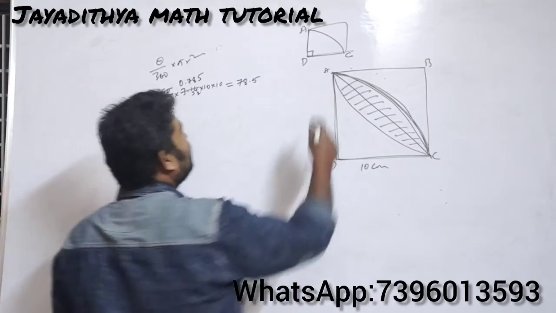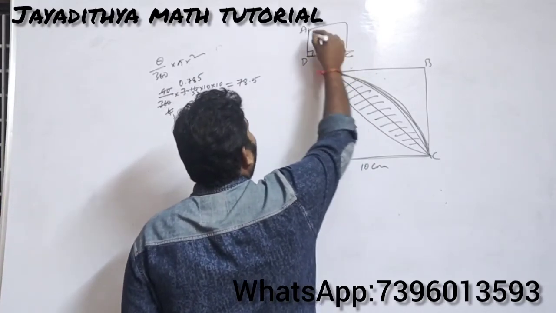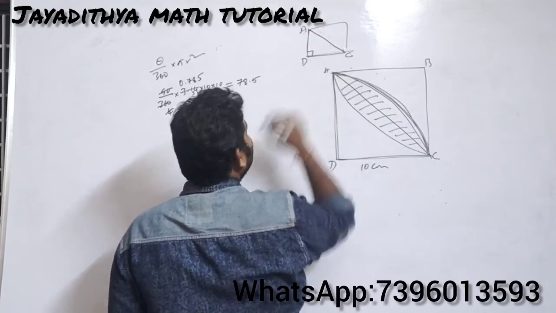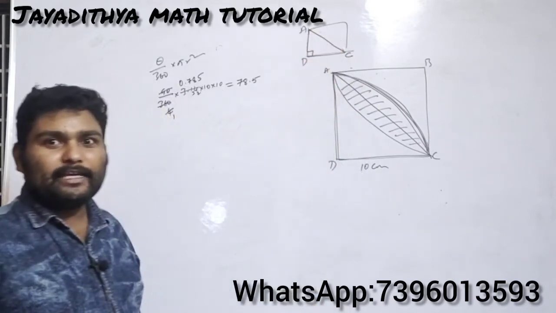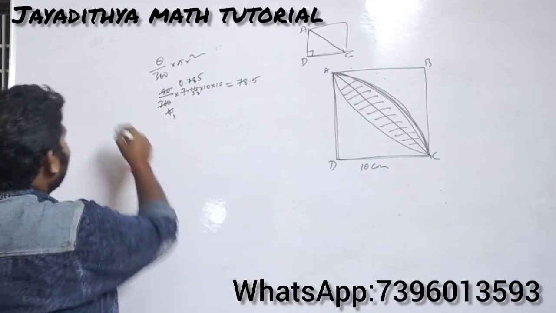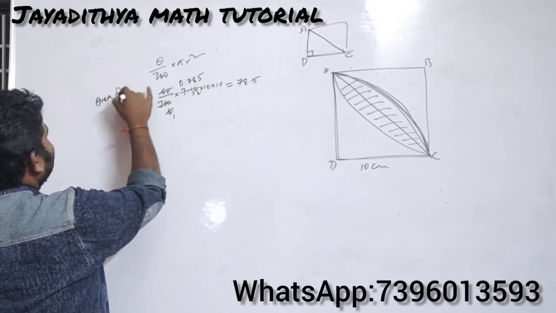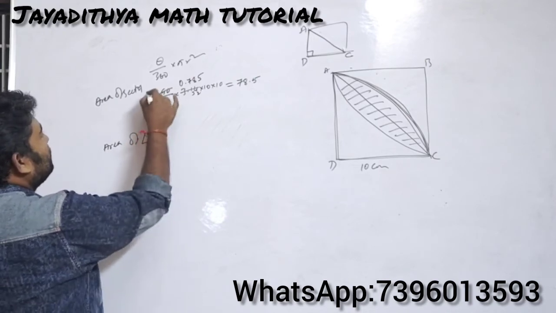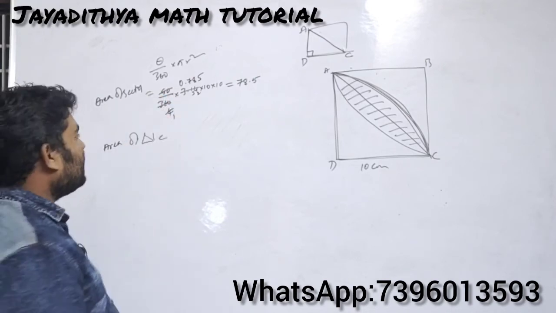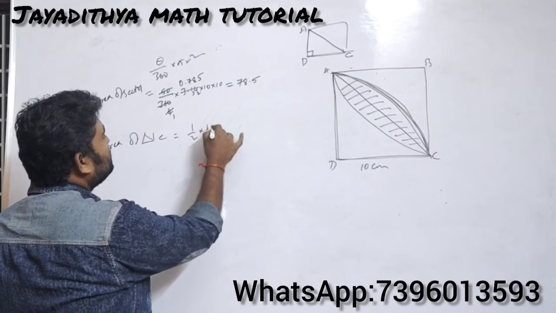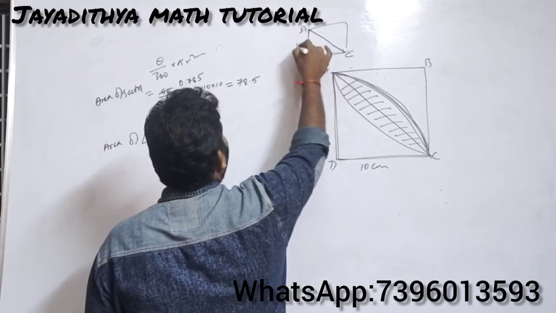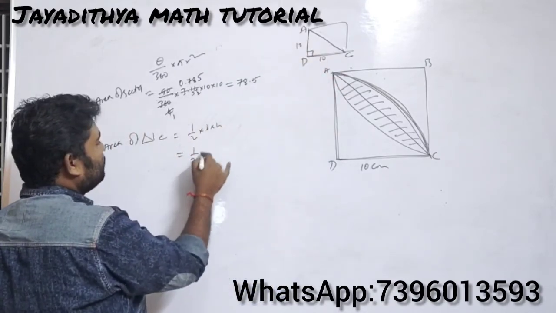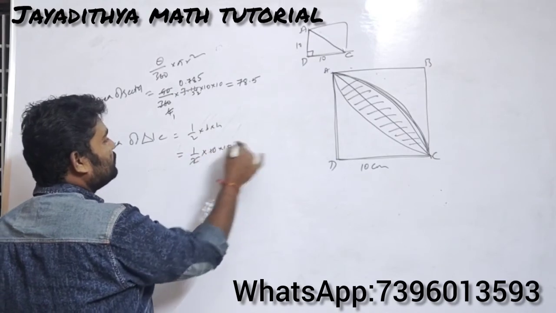78.5. And in this, if you draw a diagonal like this, you can observe a triangle here. Now you find the area of the triangle. This is the area of the sector, and you find the area of the triangle. How much will be the area of the triangle here? That is half into base into height. Base is equal to 10 and height is also 10. So that is equal to 1 by 2 into 10 into 10, which is equal to how much?